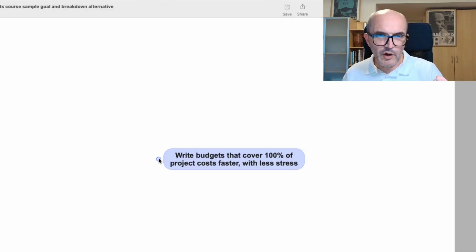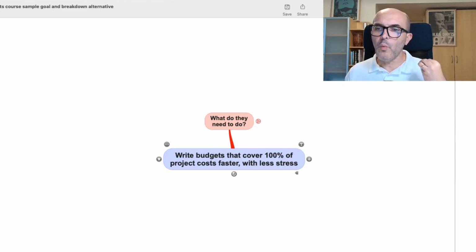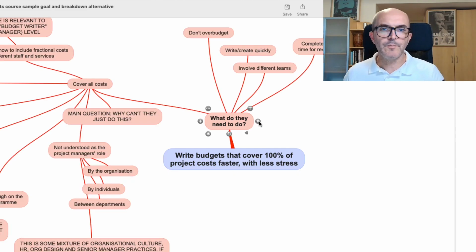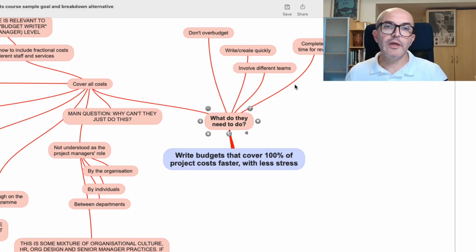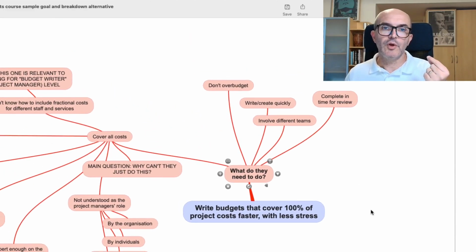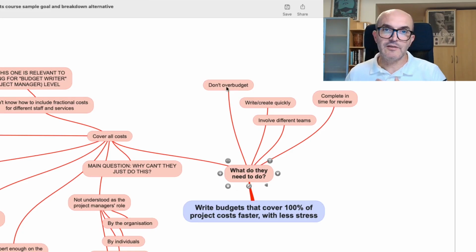So they've got the goal, and then the question to ask is, what do they need to do? What do the people on the staff teams need to do? And then you, through your analysis process, through talking to people and thinking it through, you work that out. And that's this first set of items. So completing it quickly enough, involving different teams, not over budgeting, and then covering all the costs. Now, you would do this process for all of these areas that we identified, but let's drill into this covering all the costs one. Right.